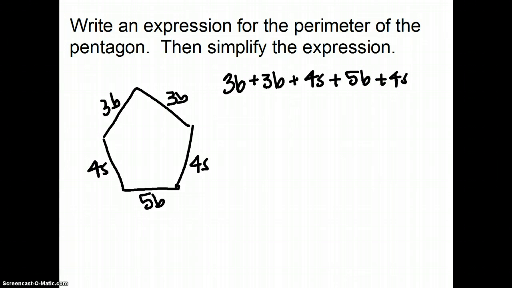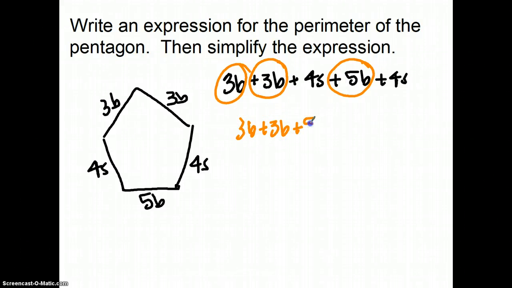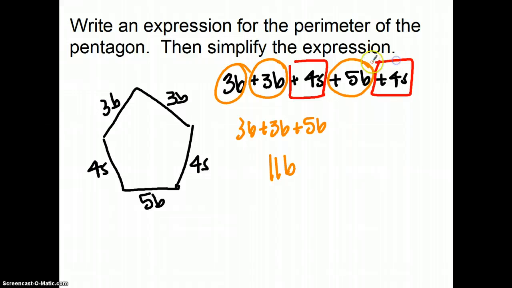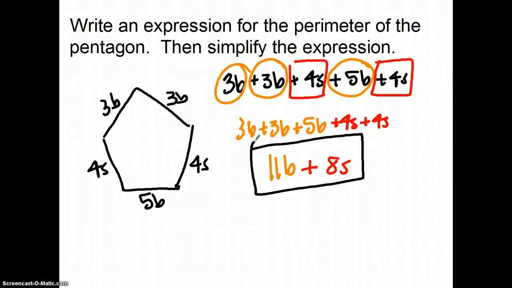Then I need to simplify that by combining my like terms. So 3b plus 3b plus 5b. Remember how I'm circling the sign that's in front of my term. That sign goes with that term. So 3b plus 3b plus 5b is 5, 6, 11b. And then my other like terms are plus 4s and plus 4s. So plus 4s equals plus 8s. And my final answer is 11b plus 8s.